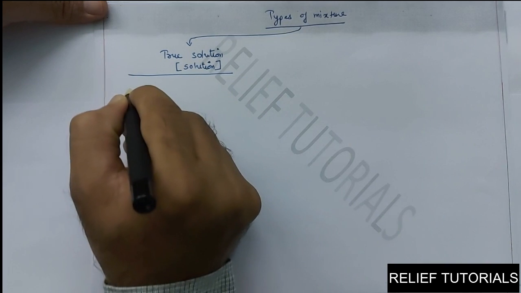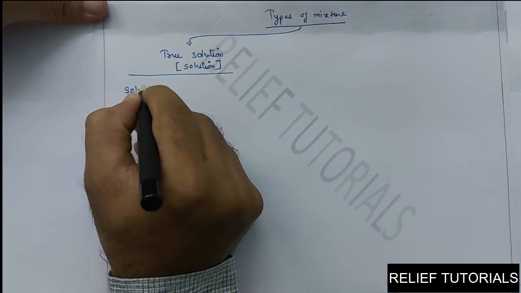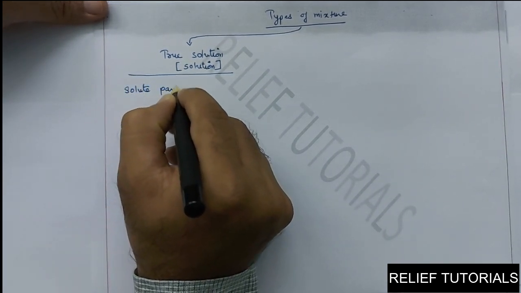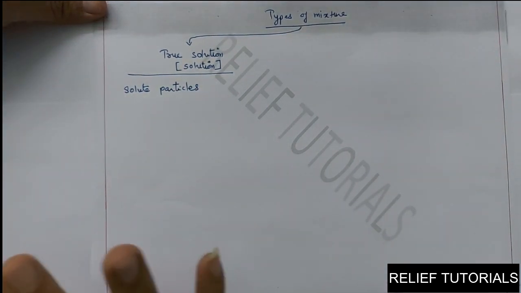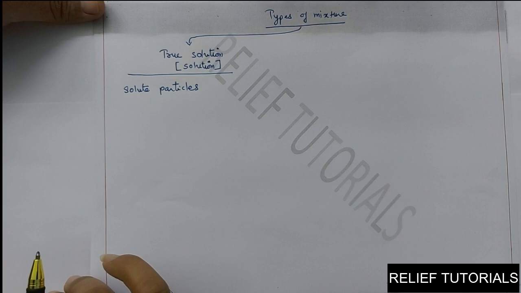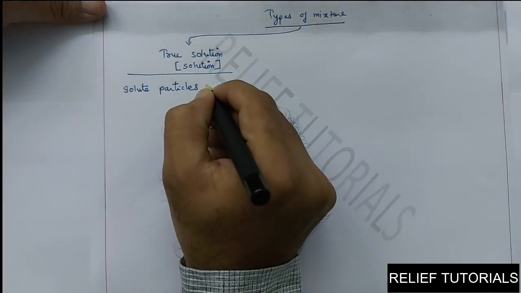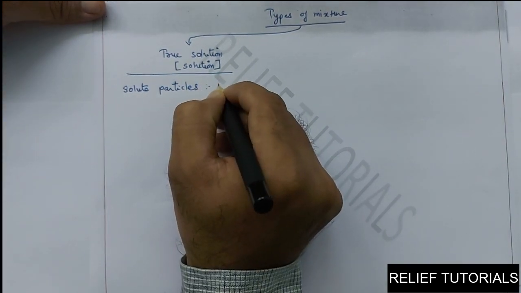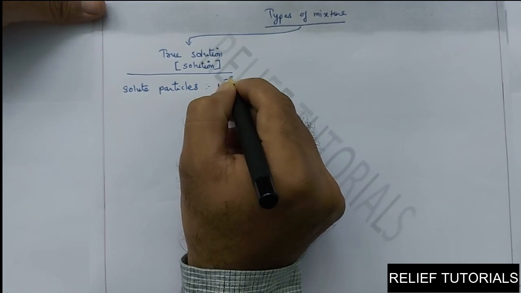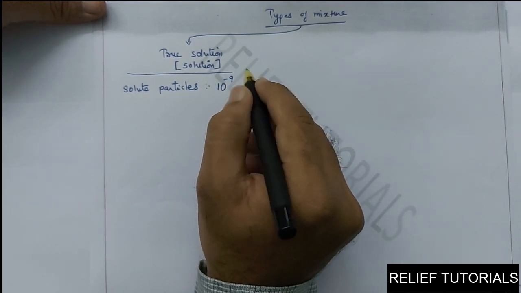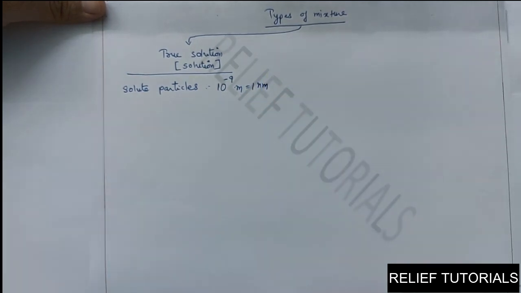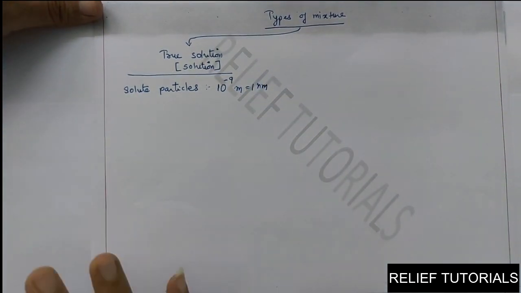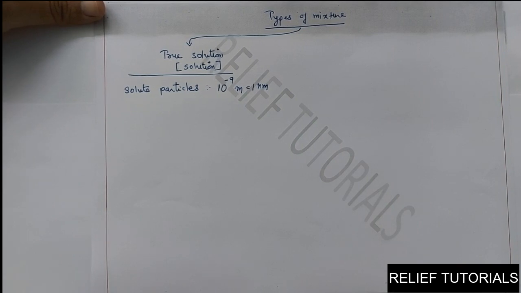In solution, solute particles are completely dissolved in the solvent. Solute particles are converted into their molecular form, and the size of that molecular form is 10 raised to minus 9 meter, or we can say it is 1 nanometer. All these things we have discussed. We are just doing a quick recap.